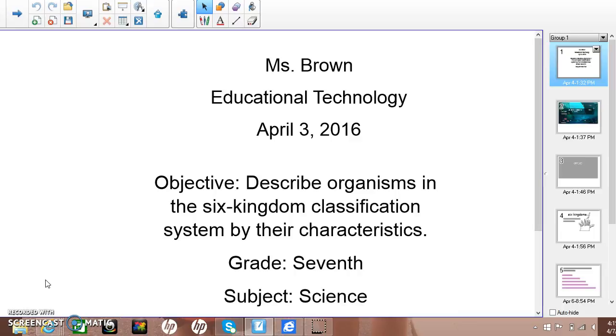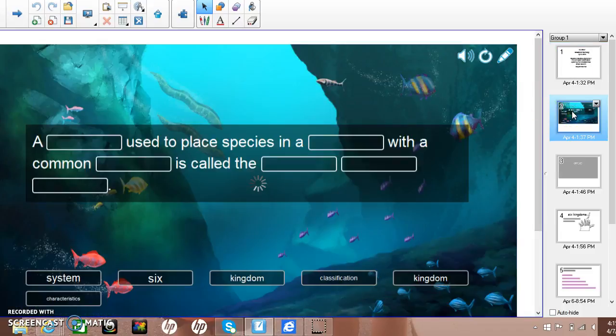Okay. Today I'm going to be teaching organisms of the Six Kingdom classification, and we're going to classify them by their characteristics. Our first activity is a definition activity.